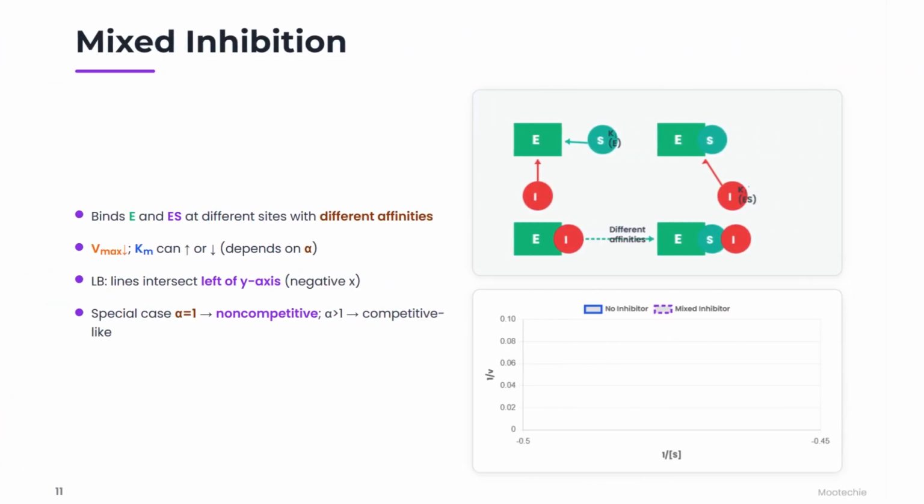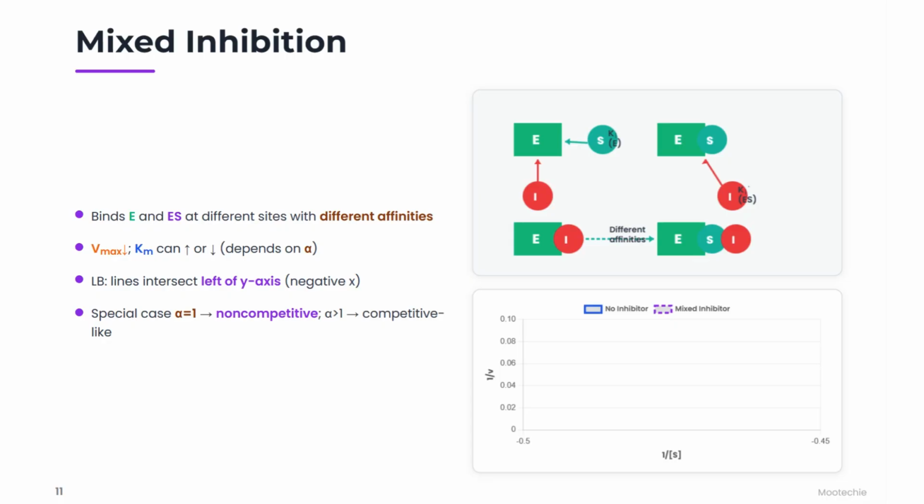Now, let's understand mixed inhibition. The inhibitor binds both E and ES, but at different sites and with different affinities. Vmax always decreases. Km can either increase or decrease depending on a constant alpha. On a Lineweaver Burk plot, the lines intersect to the left of the y-axis at a negative x-intercept value.